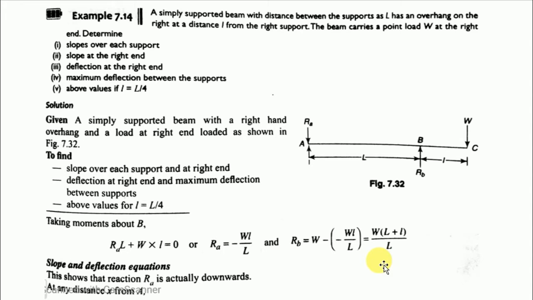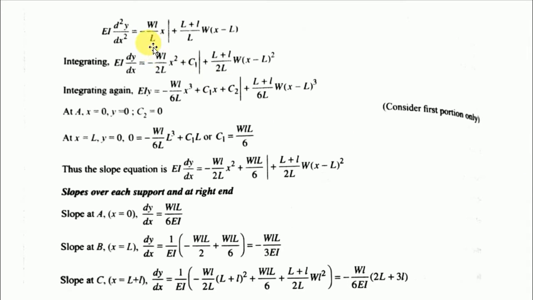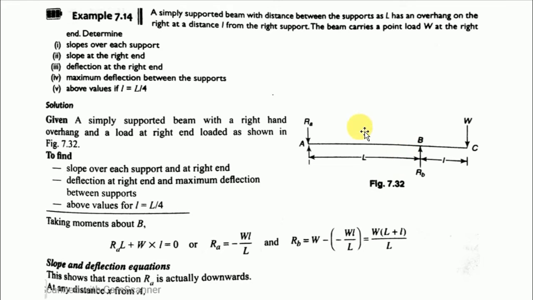We have to assume sections. You can see we have two sections, AB and BC. So one by one we are going to find the generalized moment equation for this overhanging beam. To find the generalized bending moment equation, we first cut the first section between A and B, at a distance from the A support. If I can draw it, this is a section and this is a distance, we assume x.